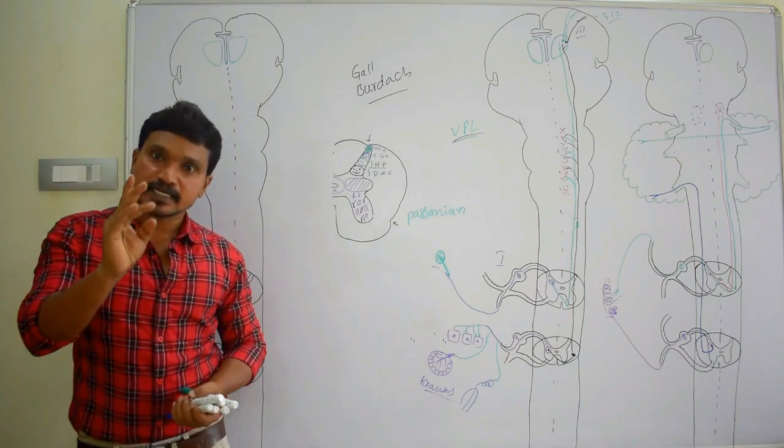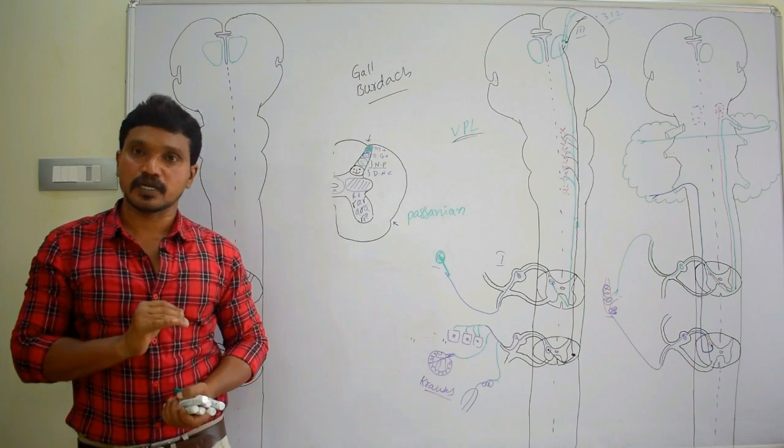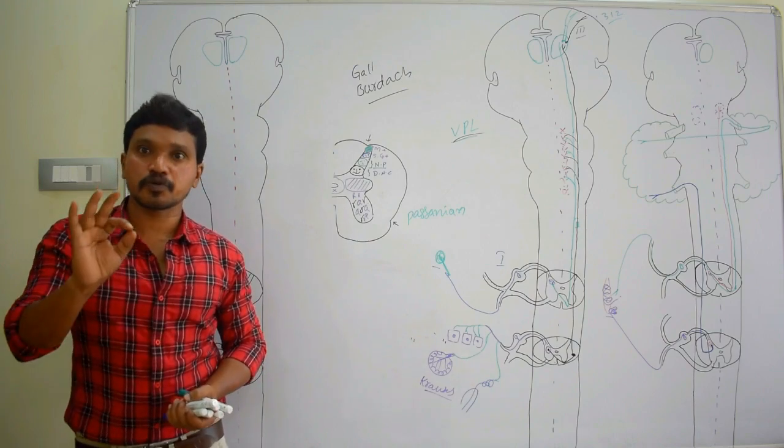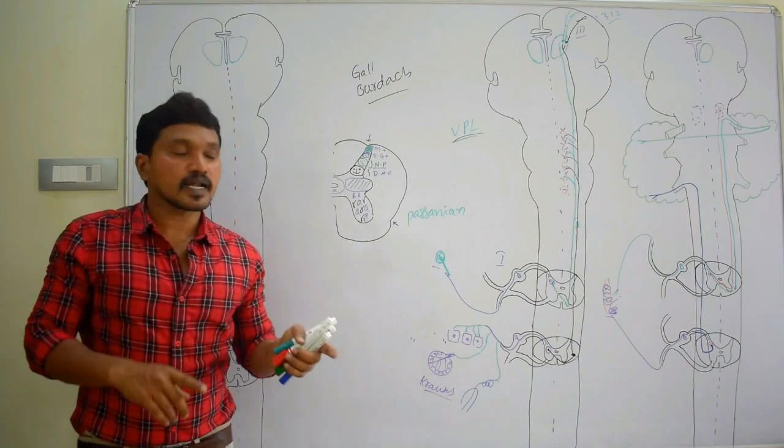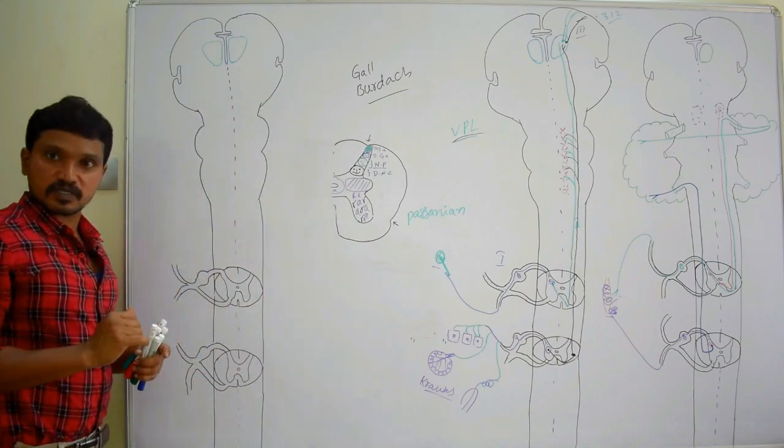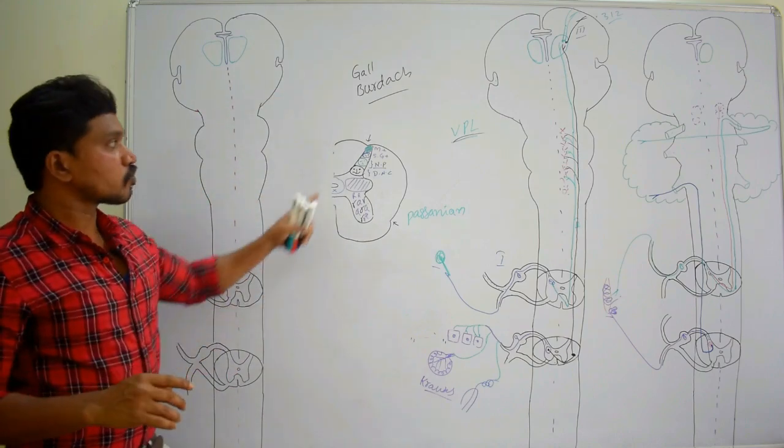Now we should know these two tracts, that means fasciculus gracilis and fasciculus cuneatus, carry which sensations? Fine touch, tactile discrimination, tactile localization, conscious kinesthetic sensation, proprioception. These sensations will be carried by the posterior column fibers. That means fibers which are present in the posterior white fasciculus.